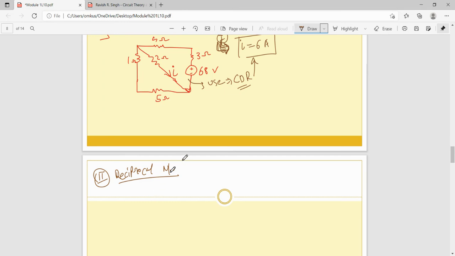In this case, you simply have to replace this current value with this voltage source, and this current term will come here. Now see, this is your 1 ohm, right? And this is your 2 ohm.